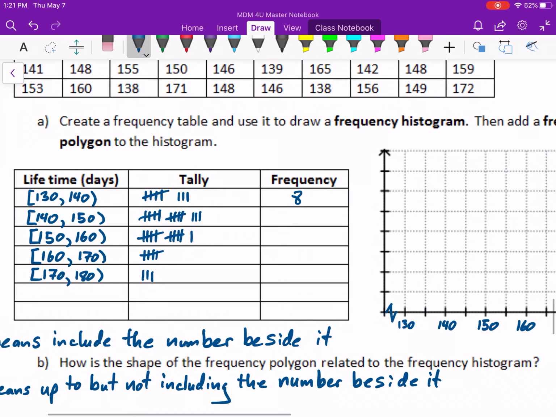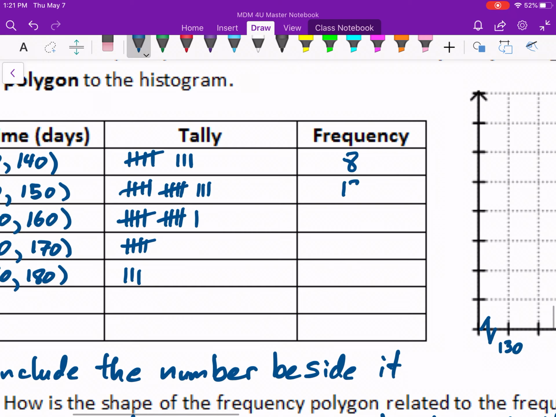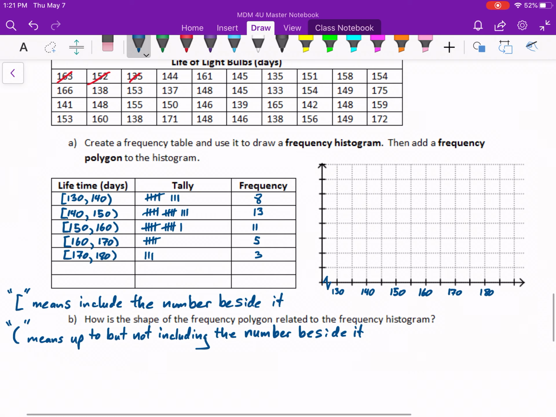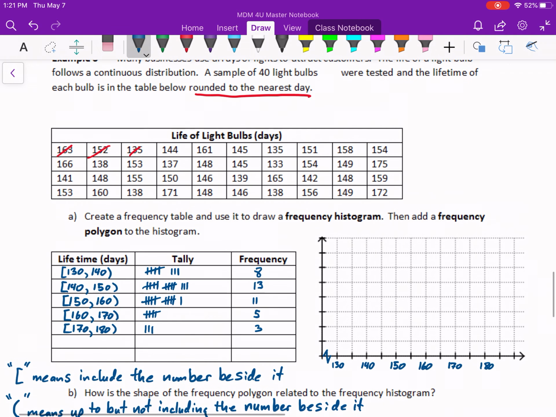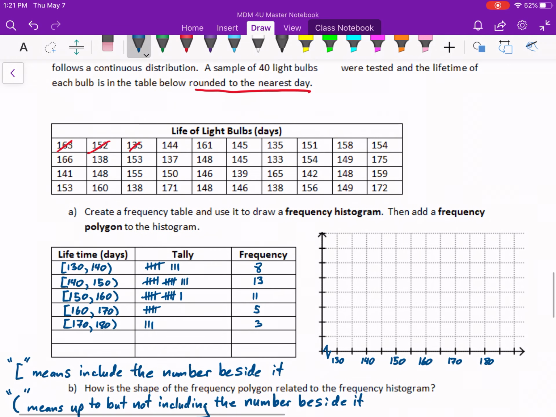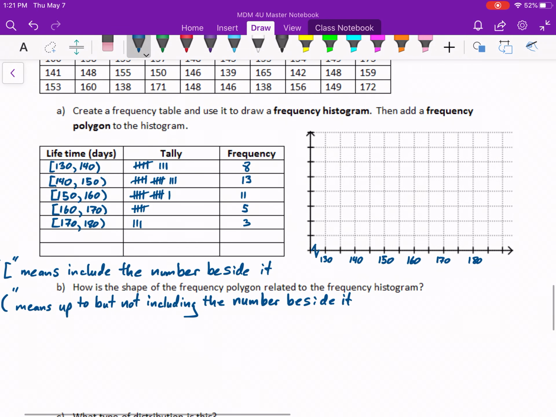8, 13, 11, 5, and 3. Okay, so we can put things that are discrete into histograms if we put them into intervals. And again, this isn't discrete, but because we've rounded to the nearest day, it's kind of like it is. It's sort of this in between. But anyway, we can do it. We can still put it in an interval.